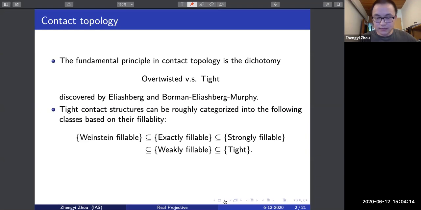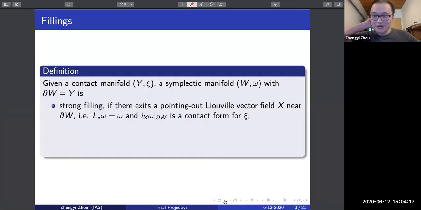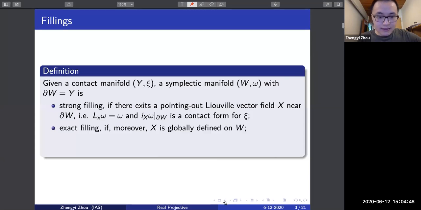I'm sure the definition of filling is familiar to most of you, but I want to quickly recap it. Given a contact manifold (Y, ξ), a symplectic manifold with that boundary is called a strong filling if there is a pointing-out Liouville vector field near the boundary, so that the Lie derivative of the symplectic form is the form itself, and the interior product of the vector field with the symplectic form restricted to the boundary is a contact form for the contact structure. It's called an exact filling if this vector field is defined everywhere on the filling. So in particular, the symplectic form will be an exact form.